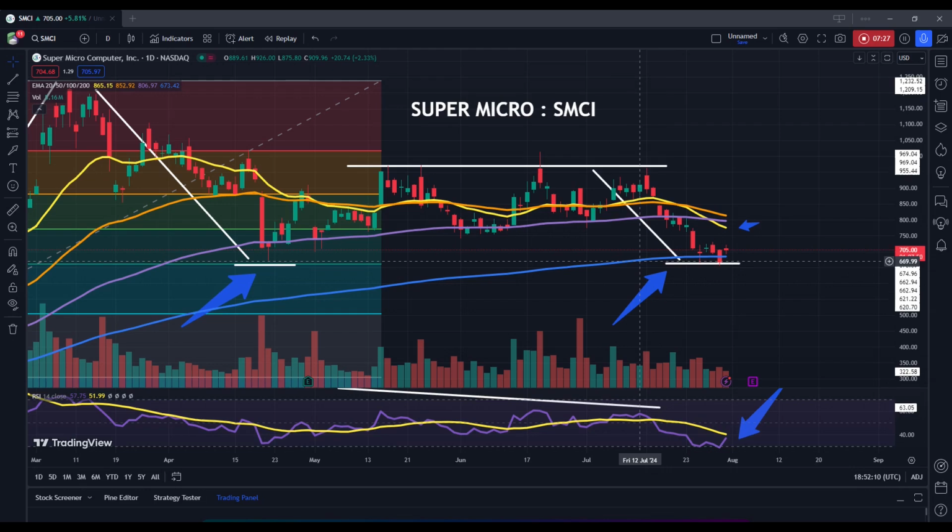So here's the current market update for Supermicro Computer Incorporated, stock ticker SMCI.